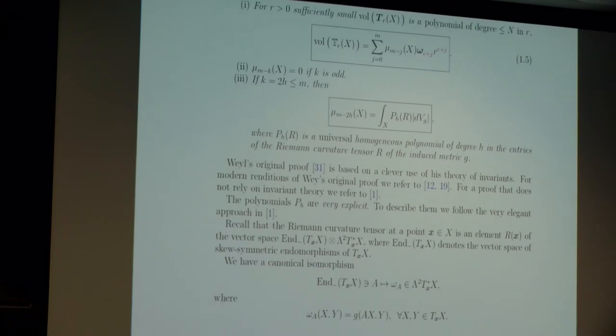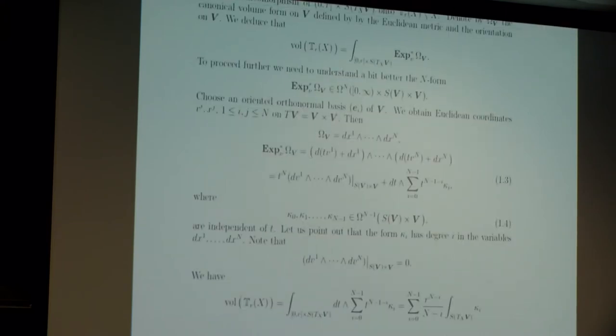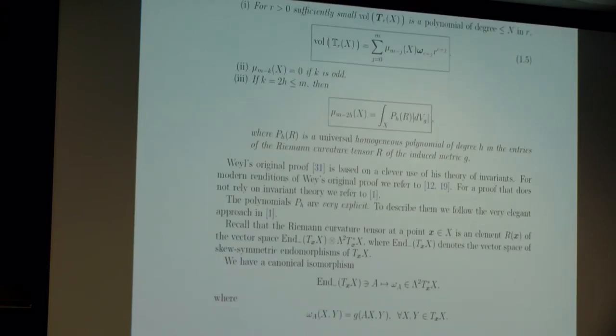That's the easiest part. The hard part is that mu m, if you go down an even number of steps, mu m minus 2h is a universal polynomial of degree h in the curvature, integrated against the volume density of the manifold. Now, that is easy to say because whatever the integral you get there is going to be invariant under the orthogonal group. So this qualitative statement is easy to conclude.